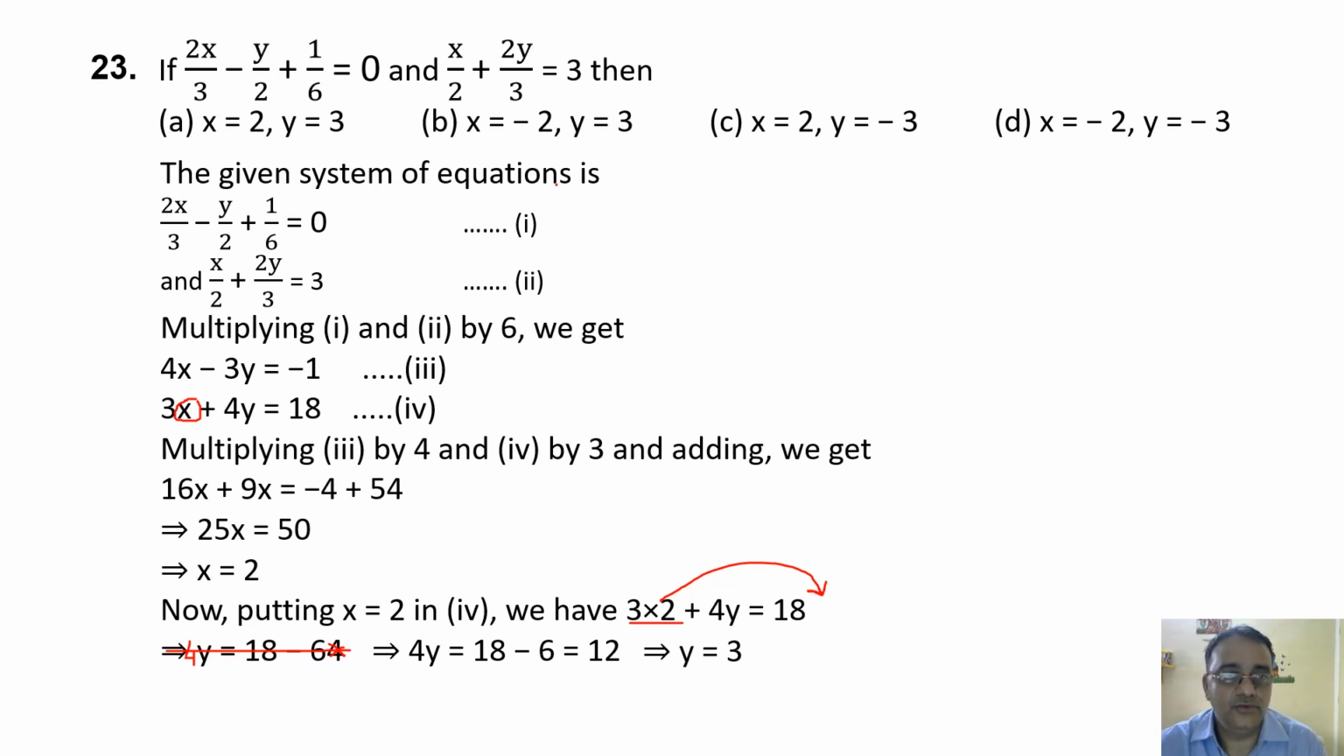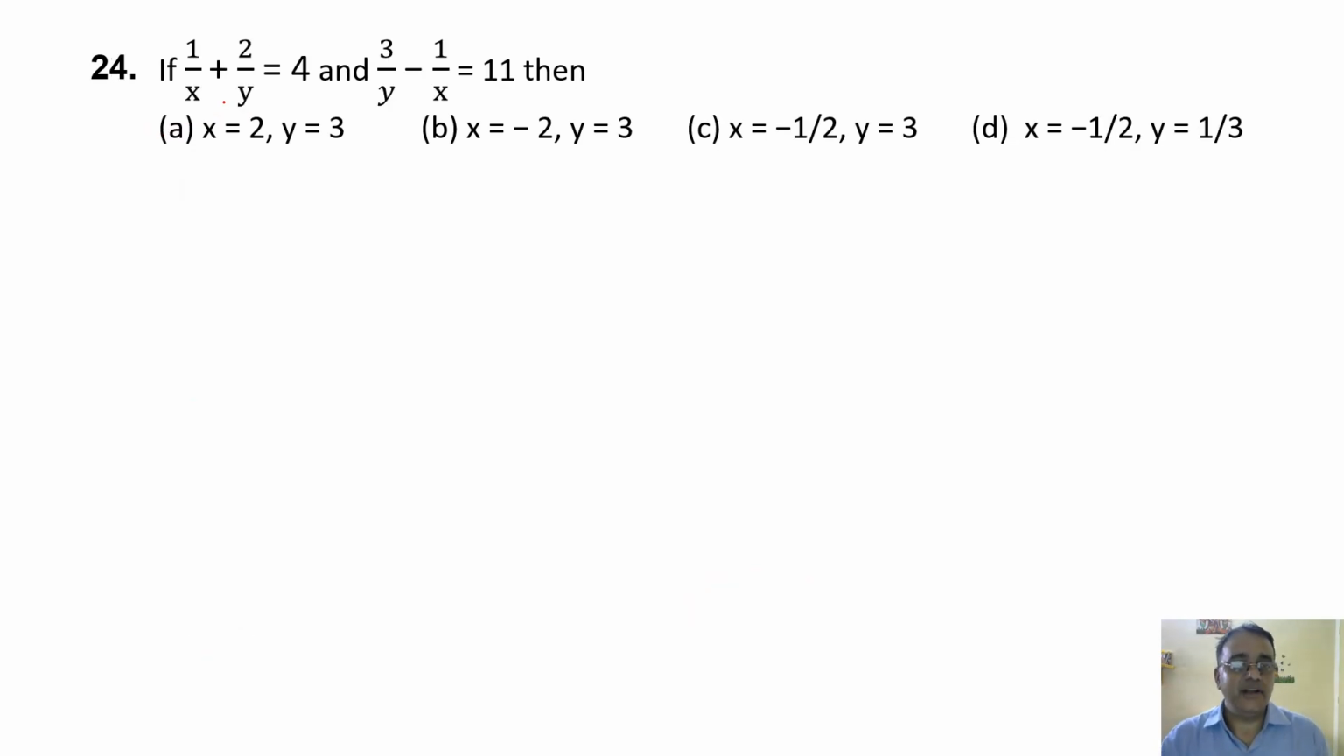So option A is the correct answer. Now we are moving toward question number 24. 1 upon x plus 2 upon y is equal to 4 and 3 upon y minus 1 upon x is equal to 11. Then we have to find the value of x and y.